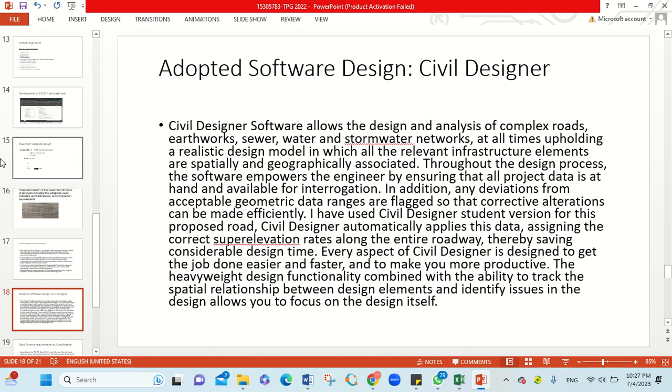Adopted design software. We opted to use Civil Designer. The Civil Designer software allows the designer to design and analyze complex road, earthworks, sewer, water, and stormwater networks, which accommodated all aspects of the design we were required to do.